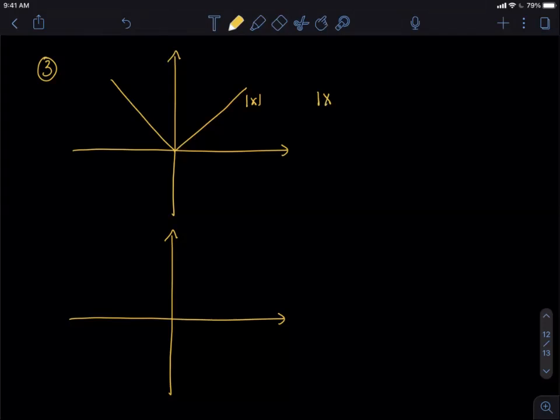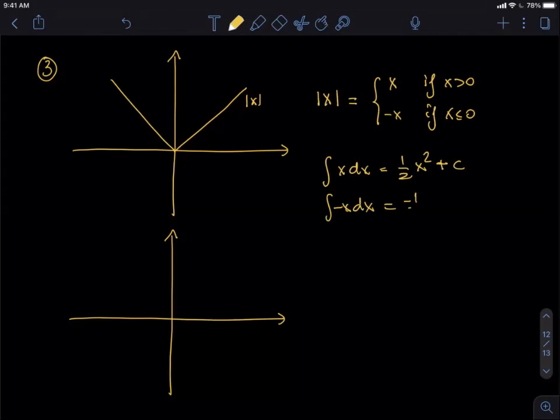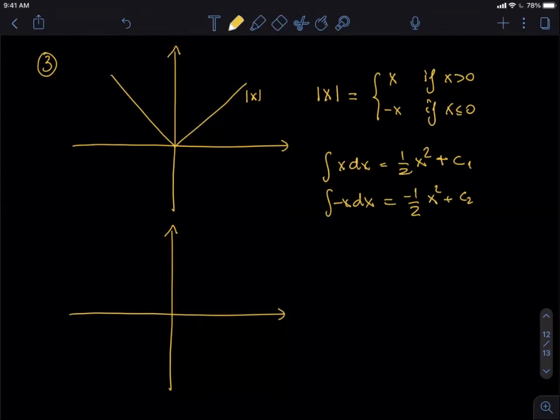So you have absolute value of x, that is x if x bigger than 0, negative x if x less or equal than 0. Okay, so when I take the antiderivative of x, I get 1/2 of x squared plus c. And when I do negative x, negative 1/2 of x squared plus, let's call it c1 and c2. Okay, so you see the parabola there. So it's going to be, for example, this parabola here, x squared over 2. Okay, that could be one possibility.